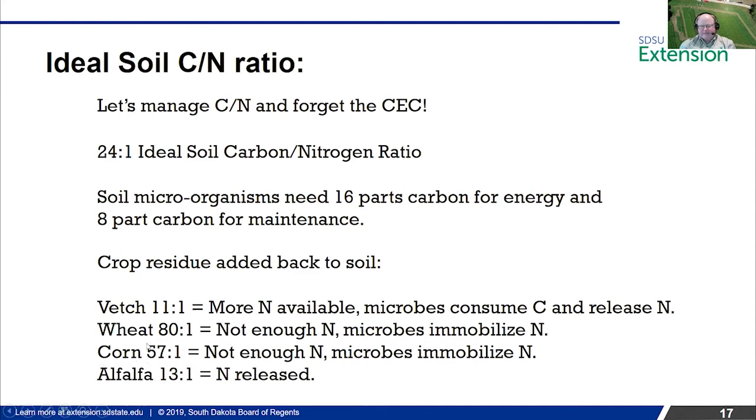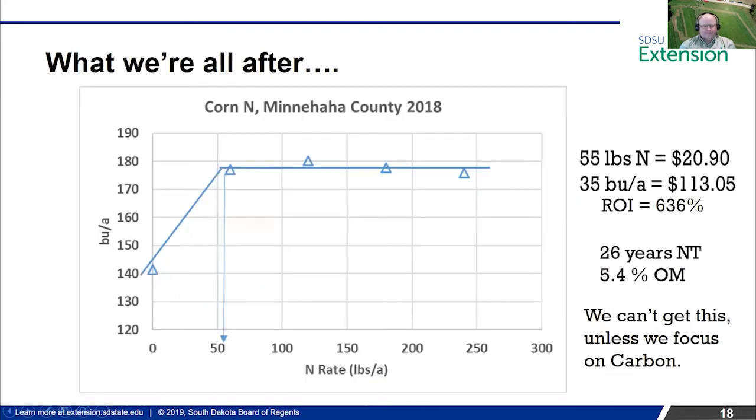Corn's at 57 to 1, not as high as wheat. There's still not enough nitrogen there. So nitrogen is immobilized. Alfalfa, on the other hand, similar to that vetch, is 13 to 1. And as those microbes break down that carbon source, nitrogen will become available for plants. So this is what we're all after.